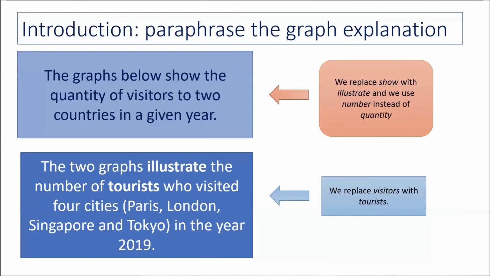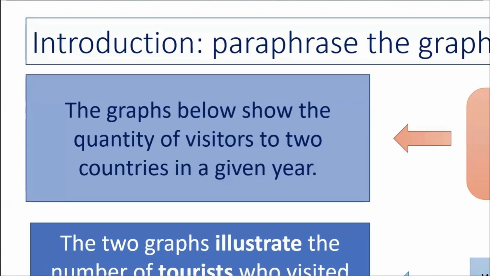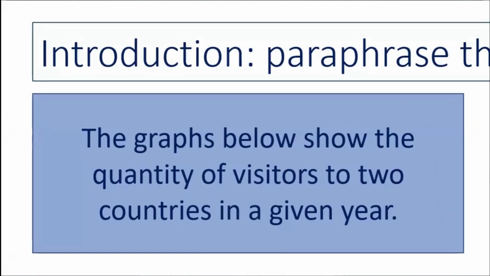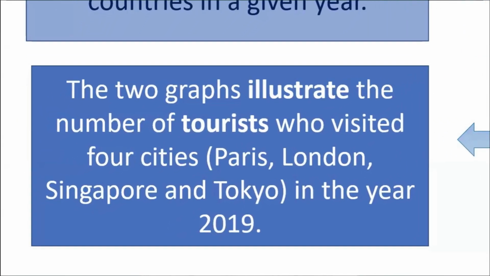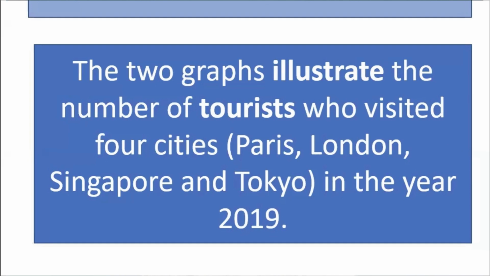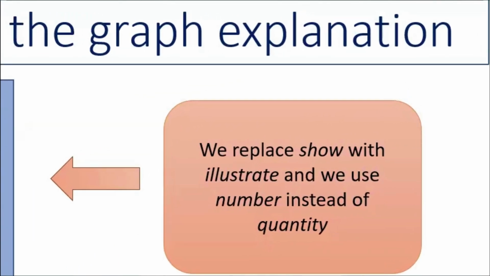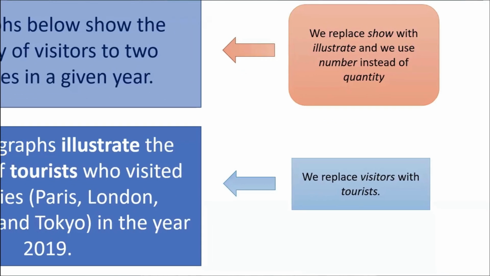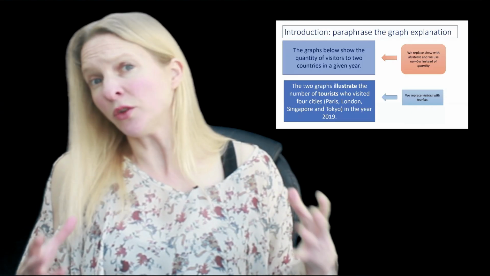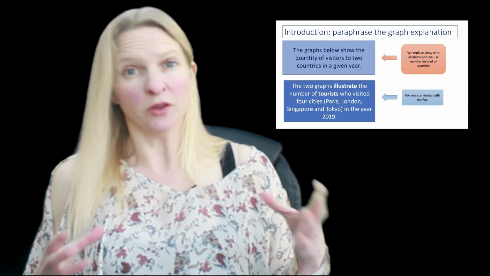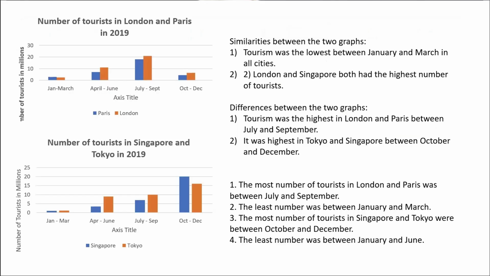Let's start with the introduction that we can do very simply by paraphrasing the graph explanation. So instead of saying the graphs below show the quantity of visitors to two countries in a given year, we can say the two graphs illustrate the number of tourists who visited 4 cities, Paris, London, Singapore, and Tokyo in the year 2019. So we've replaced show with illustrate, we've replaced number with quantity, and we've replaced visitors with tourists. So you're basically just replacing those words with their synonyms to create something new.